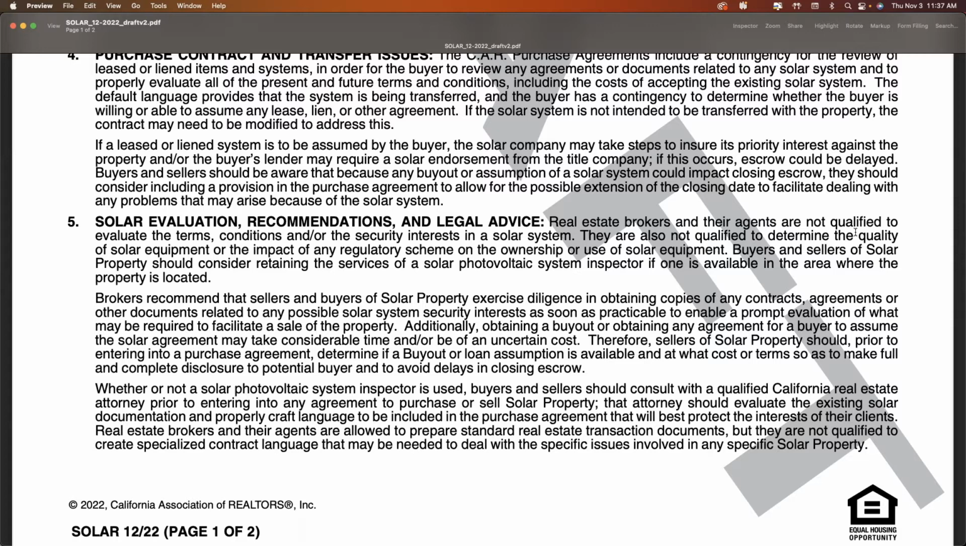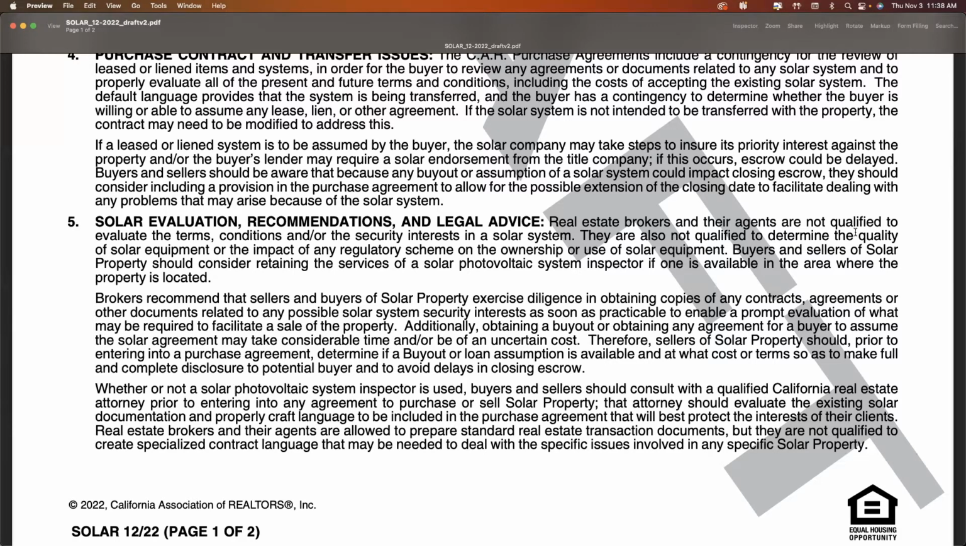You've got to contact the solar company. You've got to review the contracts. You've got to see what the effect is on the buyer. If there's an inspector specific to solar panels that's available to you, you have the right to have that inspector go and check the solar panels and make sure that they are working properly and that they are connected.